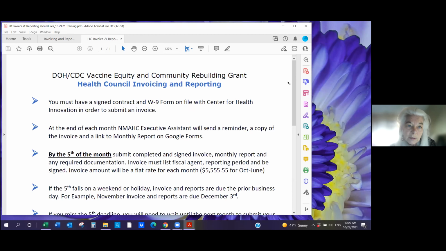Most reporting periods from November forward will always start on the 1st of the month and go through the last day of the month. The only exception is October, because your contracts don't start until October 18th. And so you'll see October, the beginning date will actually be the 18th through the 31st. If you have a signed contract, you will submit your first invoice on Friday, November 5th.